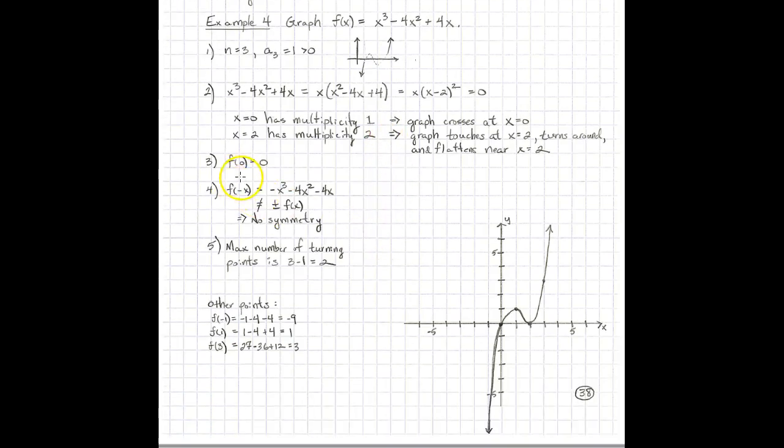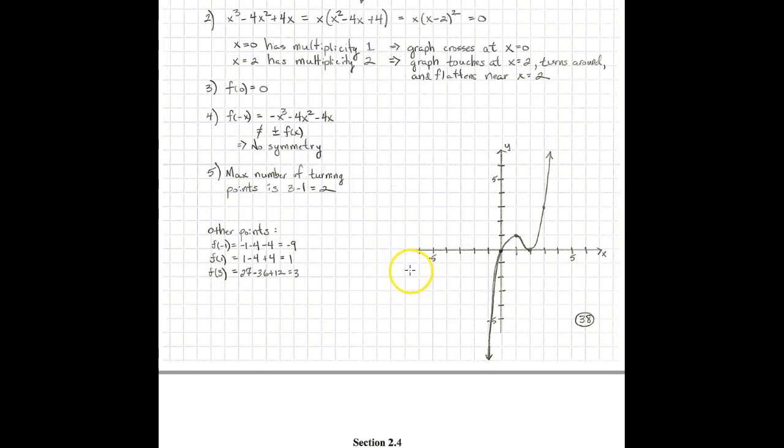The y-intercept is when x equals 0, so f of 0, that's simple in this case, it's just 0 when I plug in x equals 0. I check for symmetry, so I plug in minus x, and I see that it's neither f of x nor minus f of x, so there's really no symmetry. And the max number of turning points here is 2, in other words, where it turns back around and goes in the other direction, because n was 3, it was a third-degree polynomial.